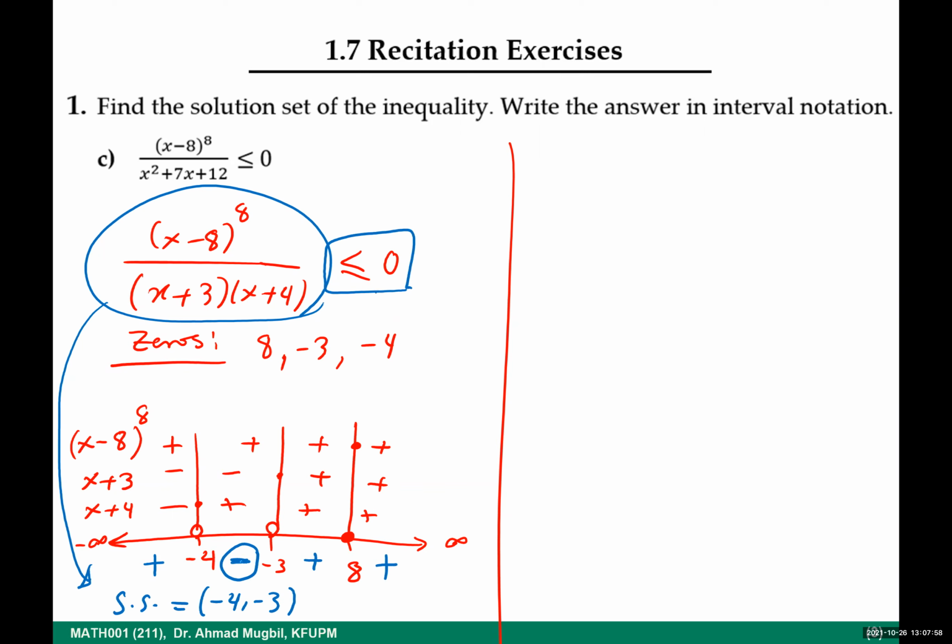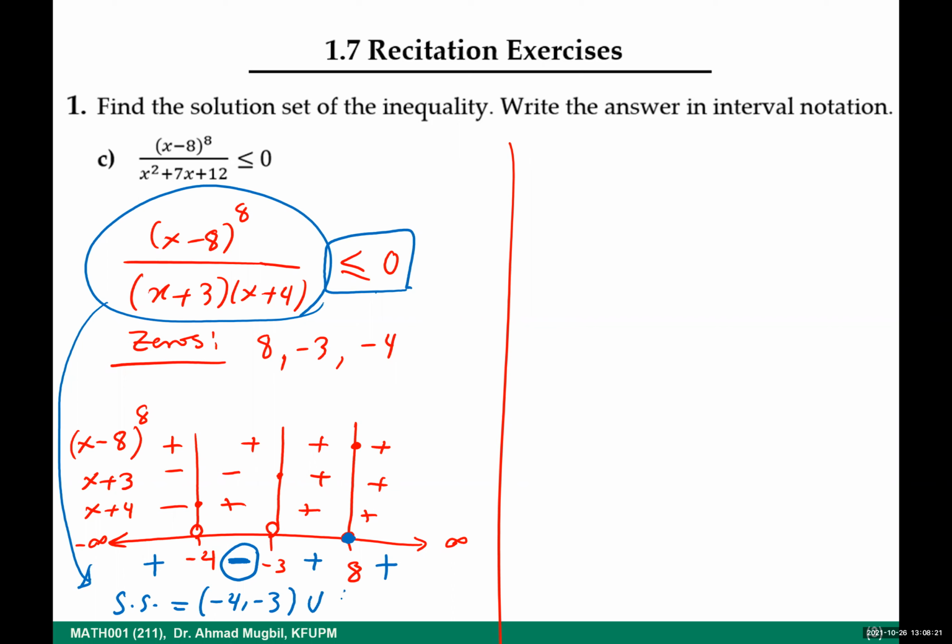But this is not true, by the way, Shabab. There is something missing. What about 8? We closed it. Do you remember? It should be included. So what we should do is say here, from negative 4 to negative 3, union 8. Only 1 point, which is 8.